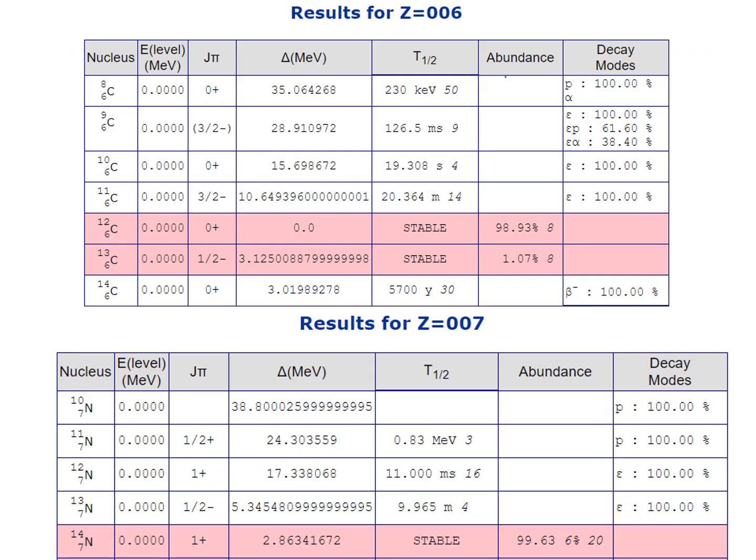And what this would look like is shown here. This is Z of 6, so that's carbon. The data, mass excess in MeV, is shown here. The nitrogen data, Z of 7, nitrogen-14, is shown here. So again, the Q value would be the parent, 3.01989, minus the daughter, 2.86341. And that's how one can calculate the Q value for that specific reaction.